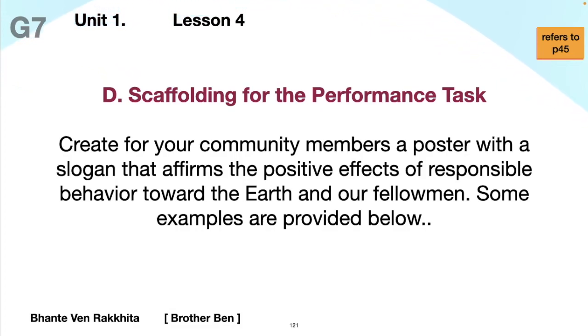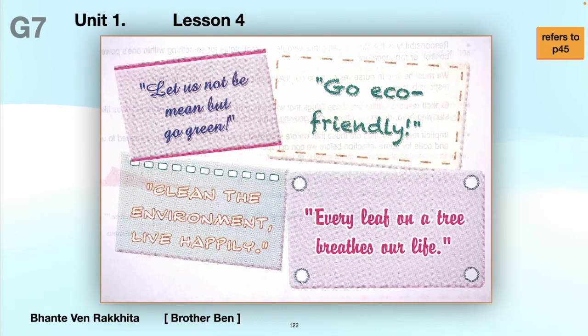Next, the scaffolding for the performance task. This is from the text. Create for your community members a poster with a slogan that affirms the positive effects of responsible behavior towards the earth and our fellow people. Some examples are provided below. Let us not be mean, but go green, go eco-friendly, clean the environment, live happily, every leaf on a tree breathes our life. I saw the ones that the students did previously, and I think you can do at least as good as that, if not better.